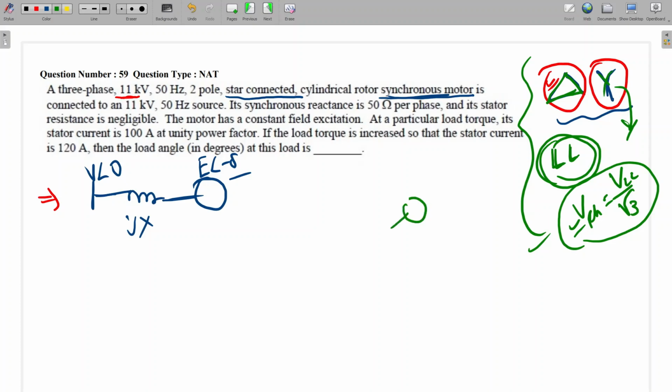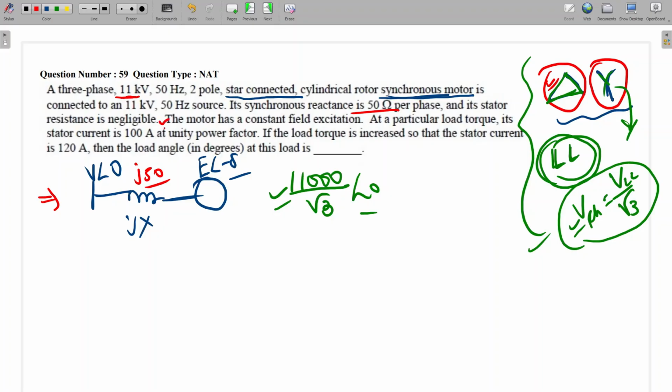Like, a delta circuit will be like this. This is the EMF, and like this it will be there. So across these 2 points, line voltage will be there. If we are writing KVL in this type of circuit, we can directly use the line to line voltage. Here, since a star circuit is given, the phase voltage will be 11 kV divided by √3 angle 0. In the question, the synchronous reactance is 50 ohm, so it will be j50, and the stator resistance is negligible, so R will be 0.